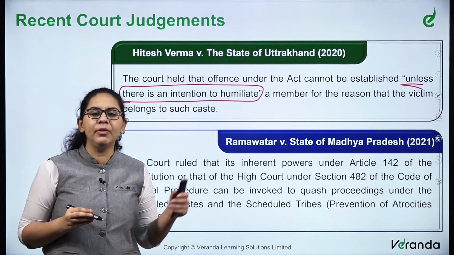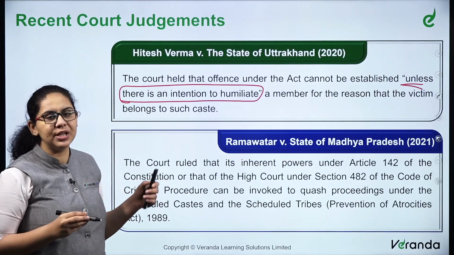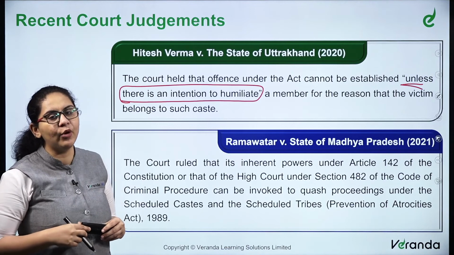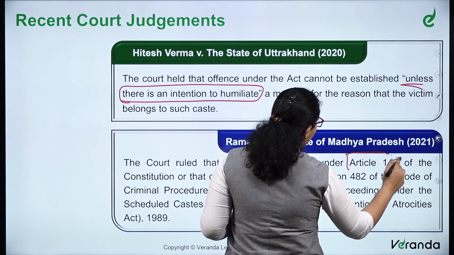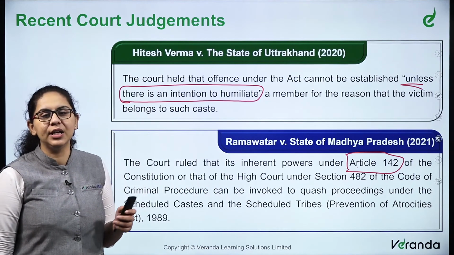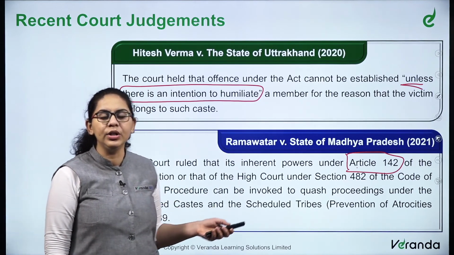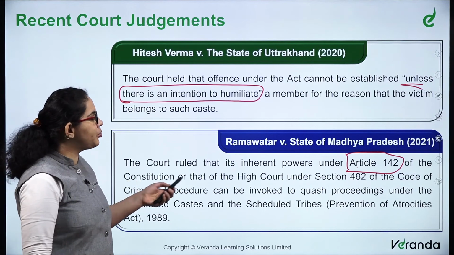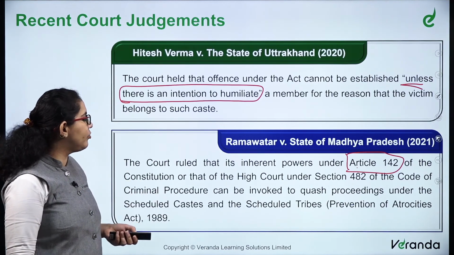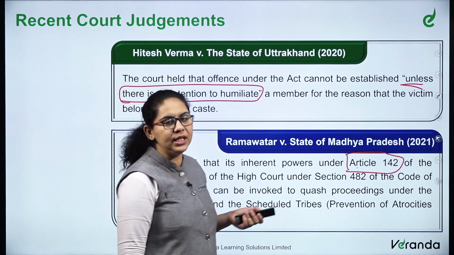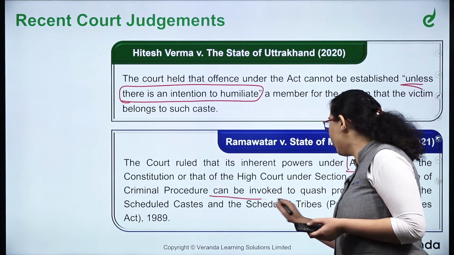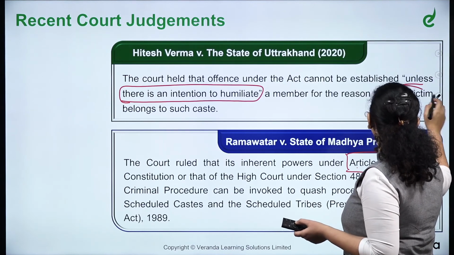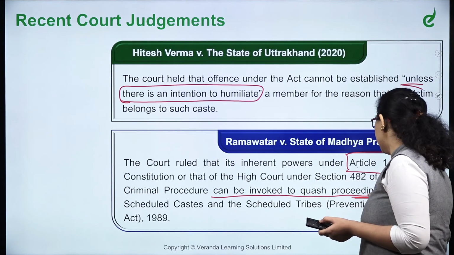Then next comes Ram Avatar versus State of Madhya Pradesh, 2021. The court ruled that its inherent powers under Article 142 of the Constitution, or that of the High Court under Section 482 of the Code of Criminal Procedure, can be invoked to quash proceedings under the Scheduled Castes and Scheduled Tribes Prevention of Atrocities Act of 1989. Important. Can be invoked to quash proceedings.